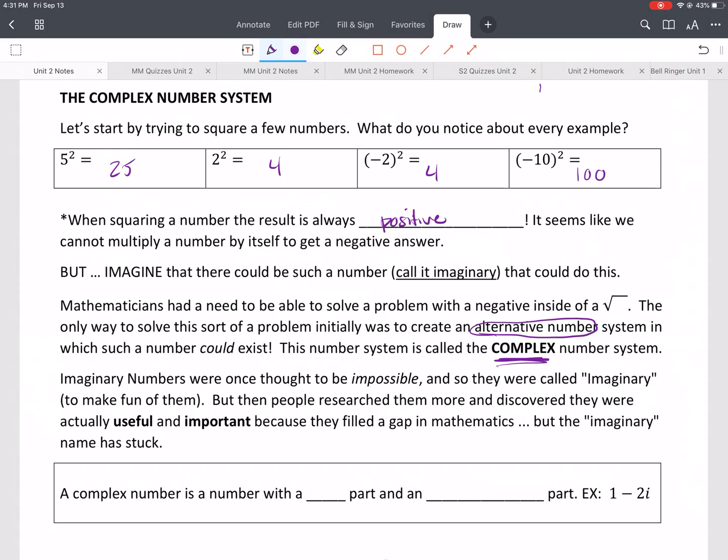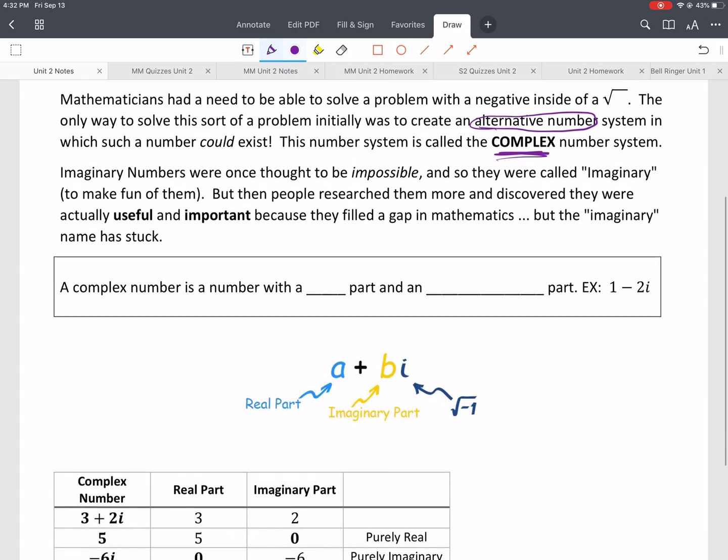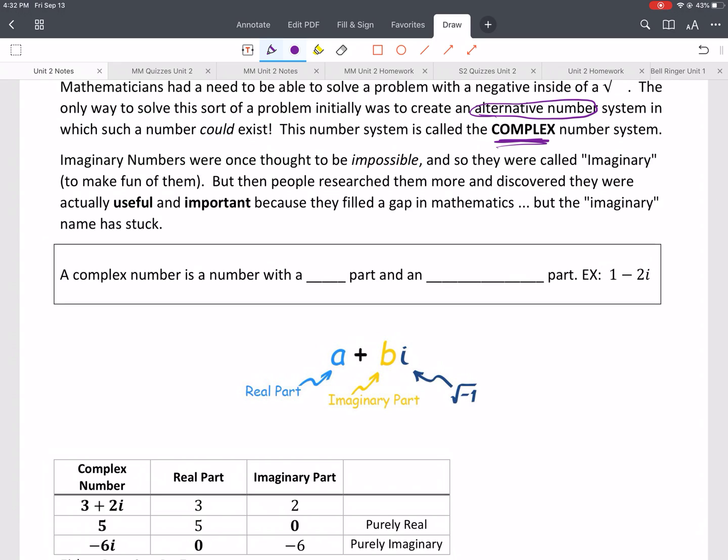The imaginary numbers were once thought to be impossible, and because of that they were called imaginary. But some people researched, and they discovered that they were actually very useful and important. So it is now part of mathematics, but the name imaginary stuck. That's why we use the word imaginary. It's not really imaginary, it's just a different number system. A complex number is a number with a real part and an imaginary part.